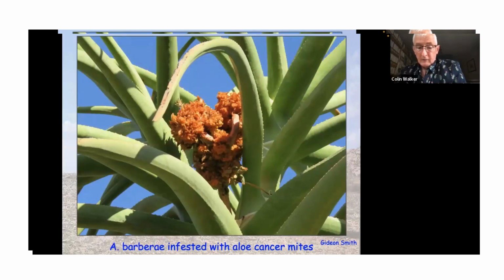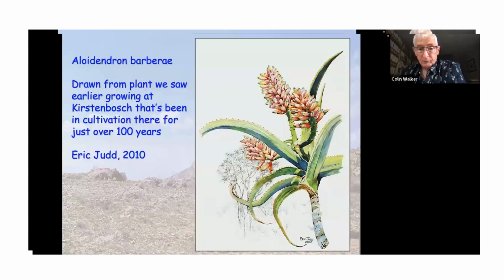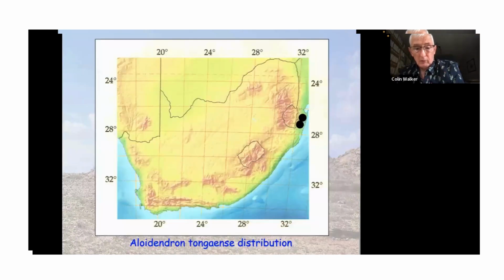It can get infested with aloe cancer mites. Not a problem I have in this country, I have to say, but it can be a problem with plants growing out of doors, particularly in South Africa. I don't know whether this is a problem in America. And there is Eric's painting of Aloe barbari for the tree aloe book.